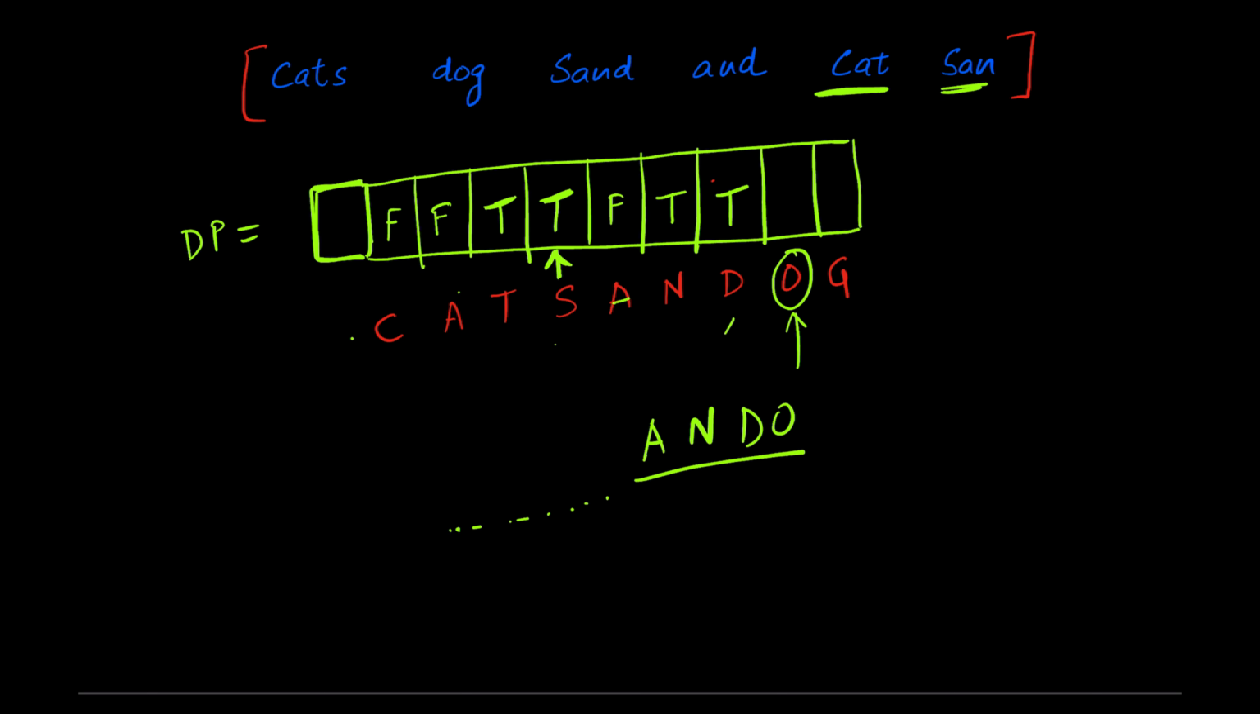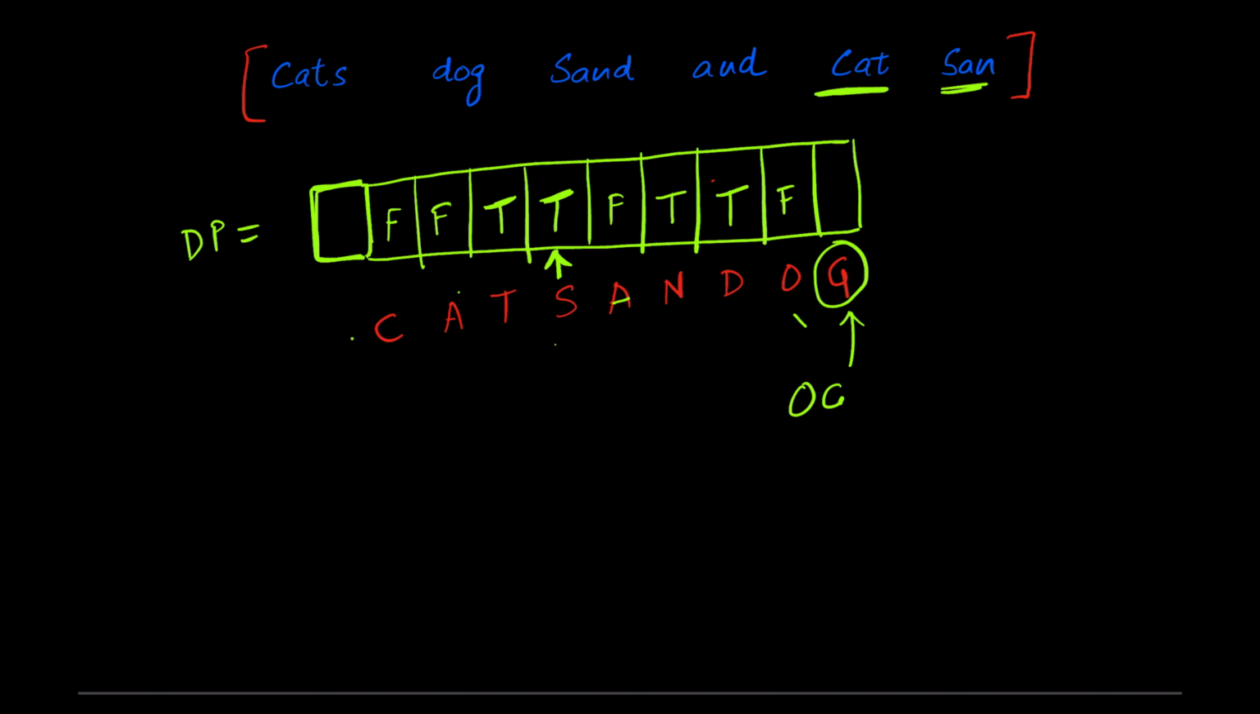Moving on to the next character, which is O. O doesn't exist. DO doesn't exist either. There are no words in the entire dictionary that end with O, so we can safely put false at this position. The last character is G. G doesn't exist. OG doesn't exist either, but DOG does. So we'll just verify the character before that, what is the corresponding value in the DP array. As the value is true, we can place true for G as well.